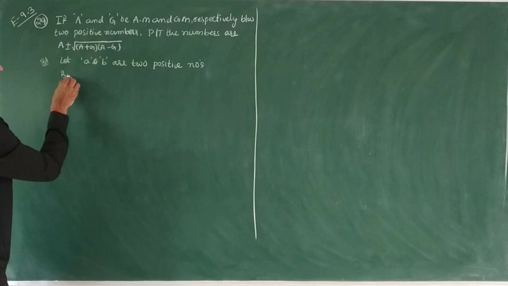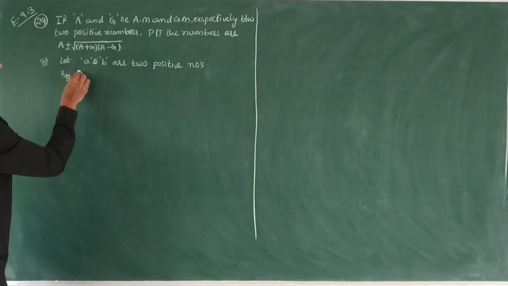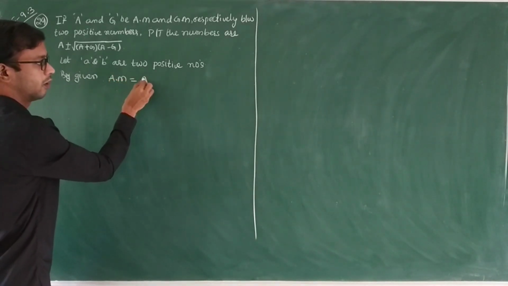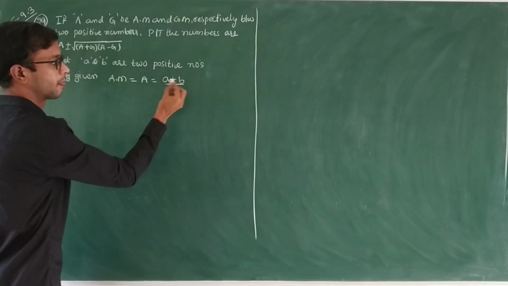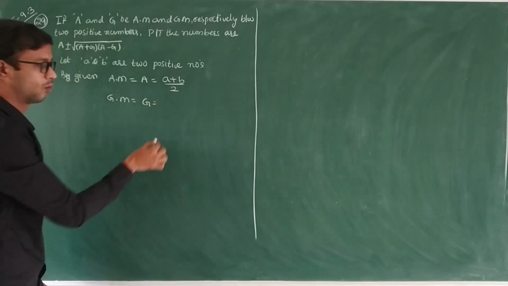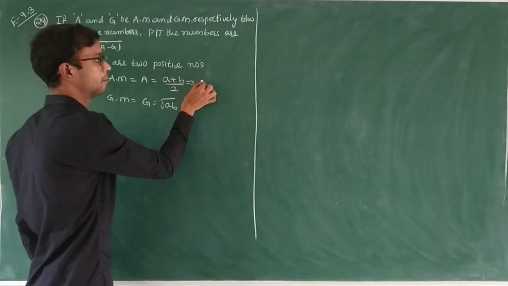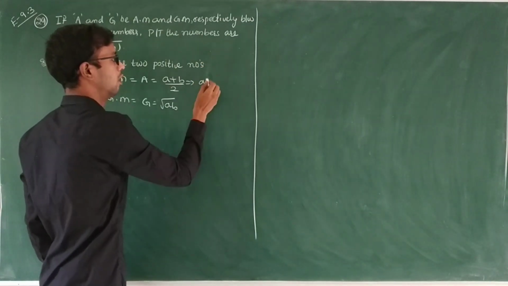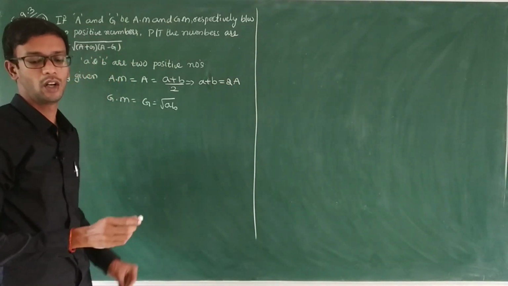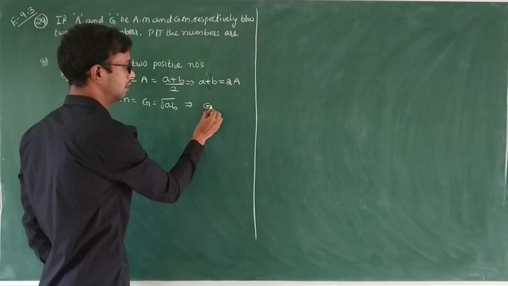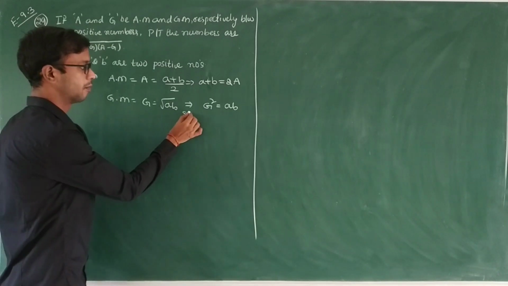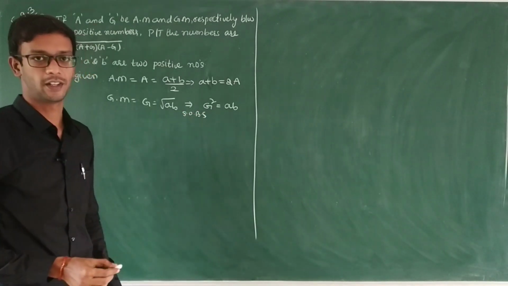by the given condition, AM is equal to A. The AM formula is a plus b by 2. GM, capital G, is equal to square root of ab. This implies we can write a plus b is equal to 2A. a plus b is equal to 2A. This implies G square is equal to ab, squaring on both sides. We are getting G square is equal to ab.